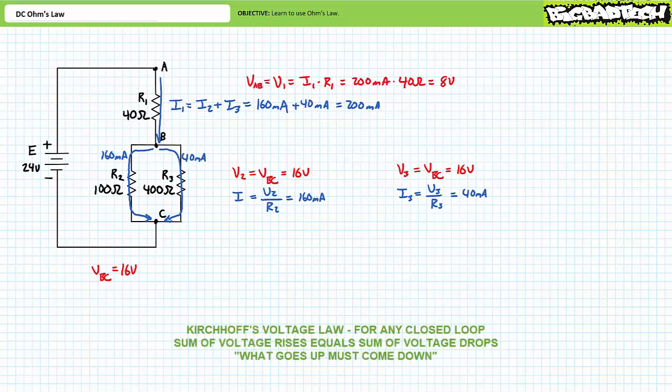This is a preview of Kirchhoff's voltage law, which states that for any closed loop, the summation of voltage rises equals the summation of voltage drops. We'll examine Kirchhoff's voltage law in greater detail in later lectures on fundamental series circuit properties. In short, what goes up must come down.